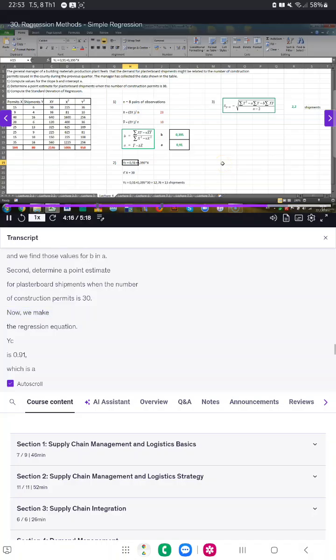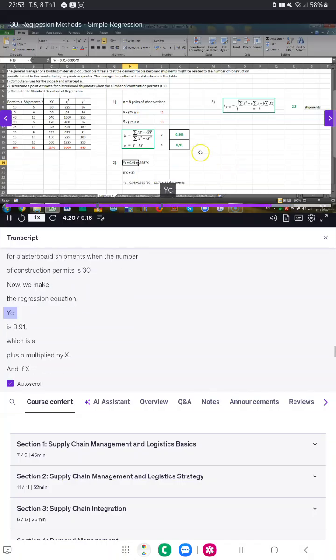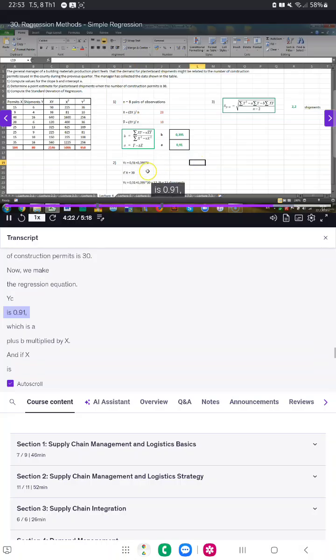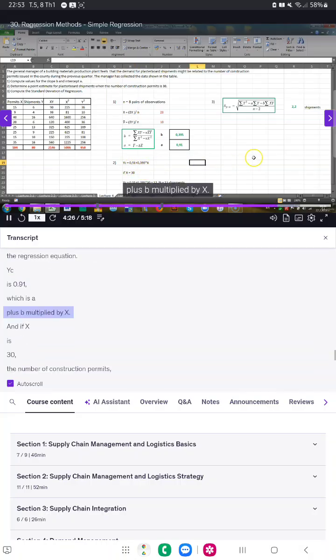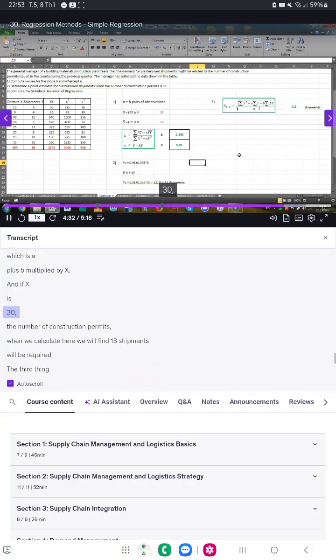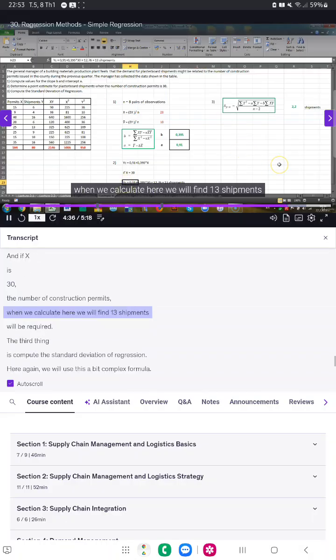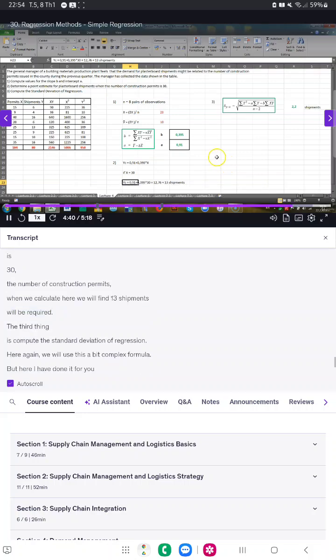Now we make the regression equation. YC is 0.91, which is A, plus B multiplied by X. And if X is 30, the number of construction permits, when we calculate here, we will find 13 shipments will be required.